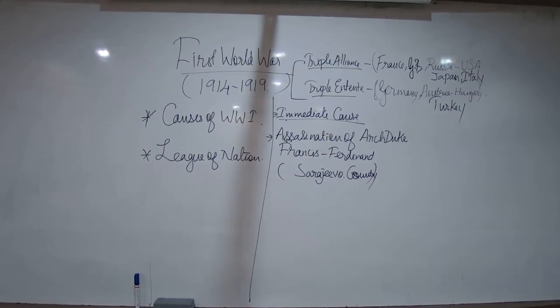This is one. And there was something called the arms race. You know what is an arms race? They were collecting weapons, making weapons. Then aggressive nationalism and imperialism. What is nationalism? Love for my country. What is aggressive? My country is the only best.